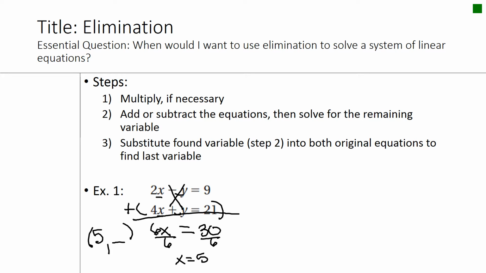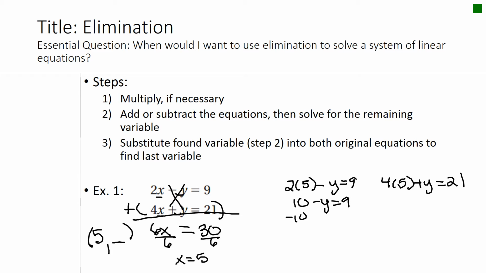So step 3, our last step, plug x into both original equations. So 2 times 5 minus y equals 9, and 4 times 5 plus y equals 21. Going back to that first equation, 2 times 5 is 10, minus y equals 9. I'm going to take away 10, negative y equals negative 1. Got to change those signs to get the y positive. y equals 1.